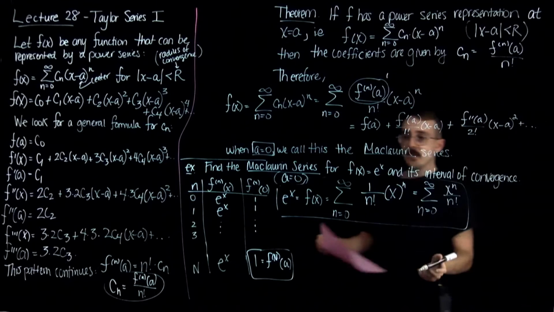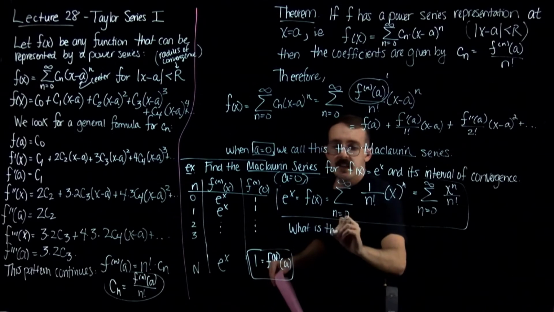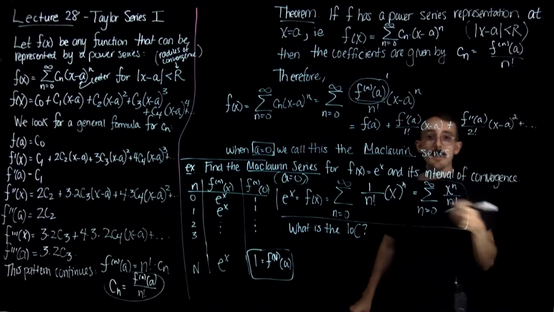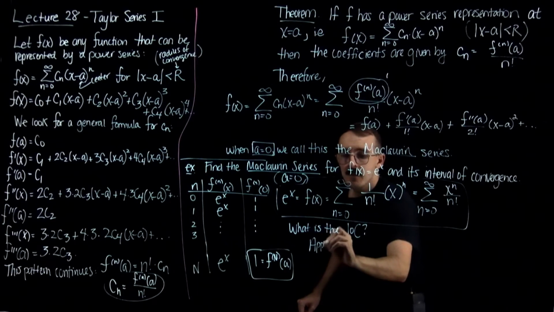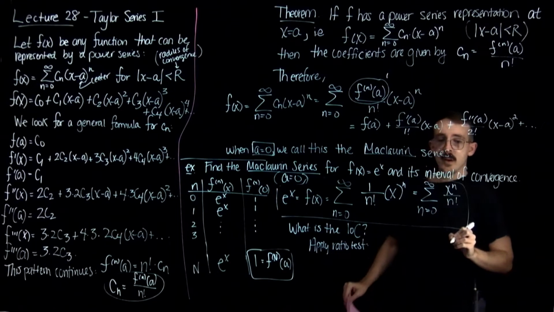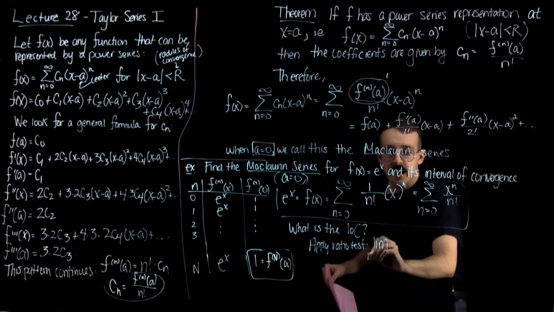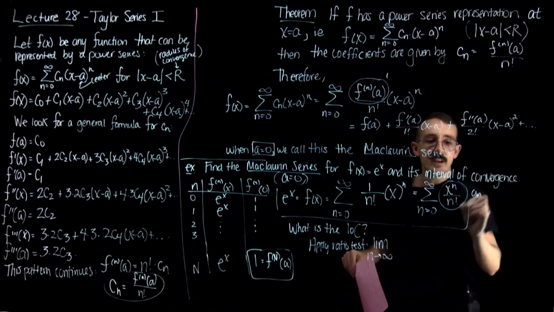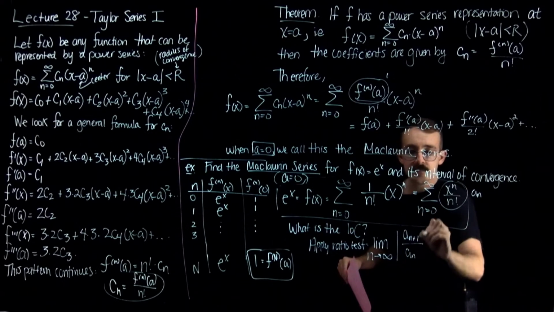And now I'd like to know, what is the interval of convergence for this series? And what I could do is go back to the ratio test to figure that out. So let's apply the ratio test. So what I'm going to do is say the limit as n goes to infinity. And this is going to be my a sub n here. So I want the absolute value of a sub n plus 1 over a sub n.